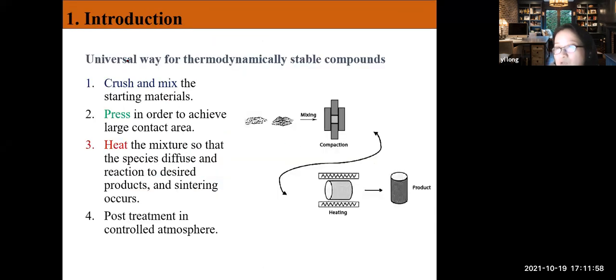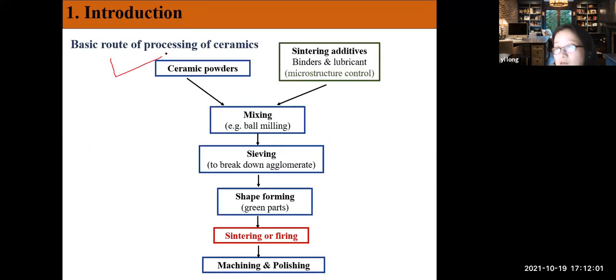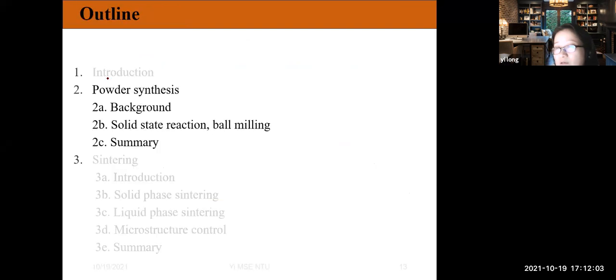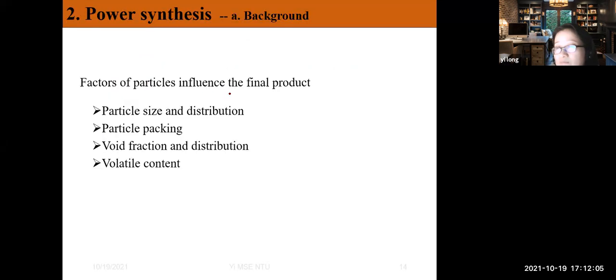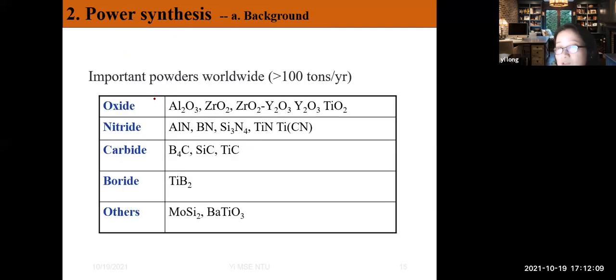This one is needed, and then this one is needed, and this one no need. I don't really require you to remember all these things, okay.